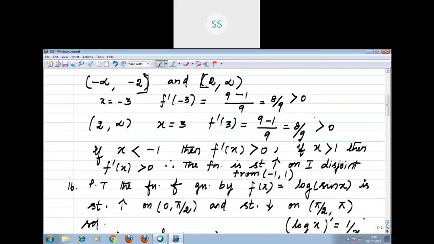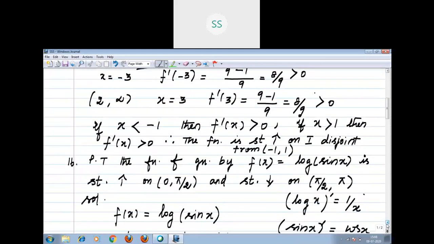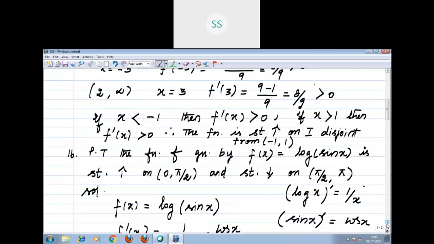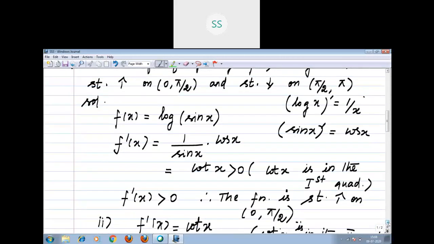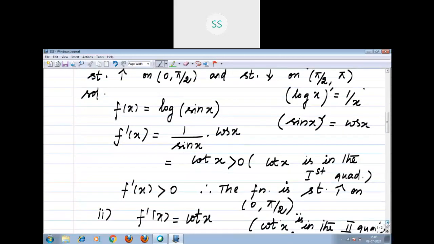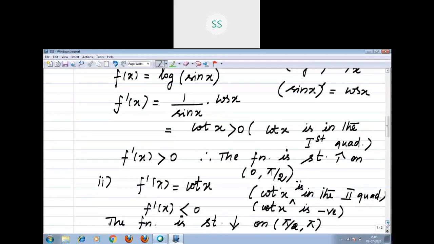Next, prove that the function f of x equal to log sin x is strictly increasing on 0 comma pi by 2 and strictly decreasing on pi by 2 comma pi. Now log of sin x: assume sin x as x, then apply the rule 1 by x, and when you differentiate sin x you get cos x. So cos x by sin x is cot x, which is greater than 0 in the first quadrant, where all the trigonometric functions are positive. So the derivative is greater than 0 and the function is strictly increasing on 0 comma pi by 2.